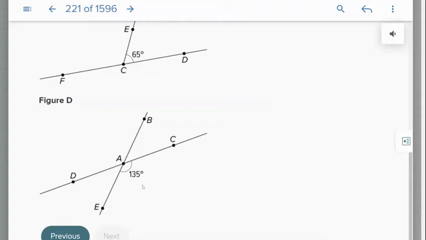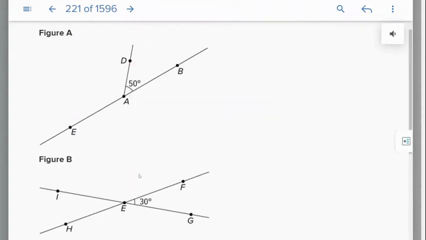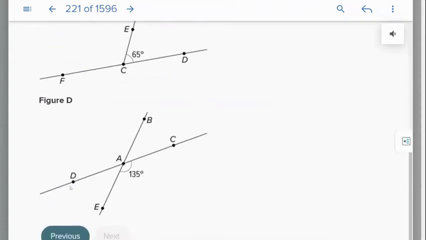Figure D is very much like figure B, right? Where you have these two lines intersecting one another. We have 135 degrees. BE is a straight line. CD is a straight line. So what would be angle BAC, especially if you already have this 135 degrees over here? All right, and then find the other angles, angle DAB and angle DAE. All right, and again, what do you notice about the opposite angles?